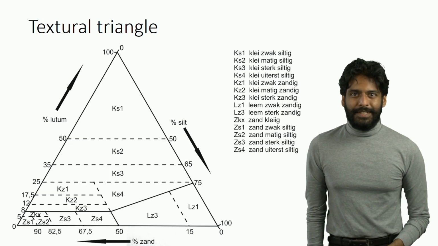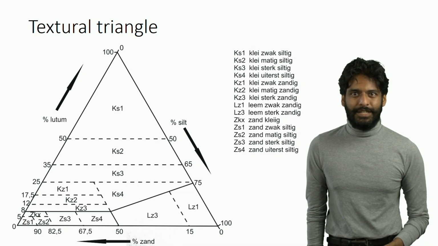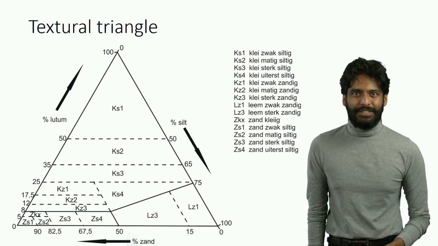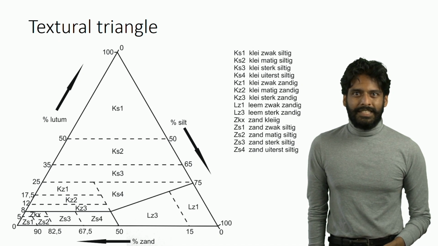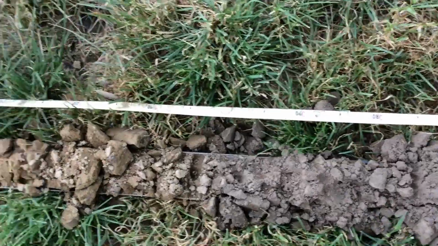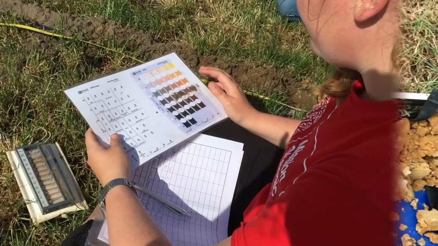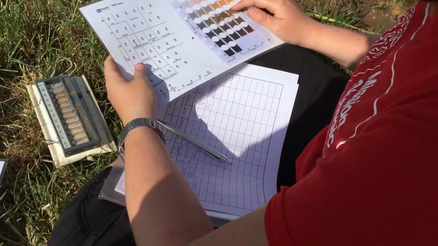The textural triangle explains the relation between the amount of sand, silt, and clay in a soil sample. Lutum is clay in this figure. According to the percentage of clay, silt, or sand, we can distinguish between different lithological textural descriptions, like weak silty clay, KS1, or clayey sand, ZKX, for example. All soil samples that you take can be subdivided according to this triangle. In the field, you will observe and record how characteristics such as grain size, texture, and color change throughout the stratigraphy.